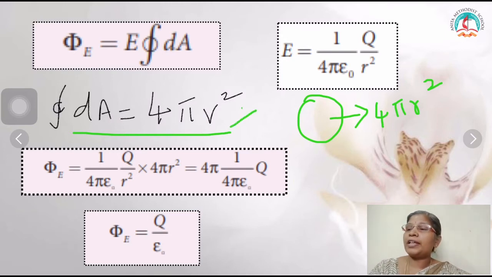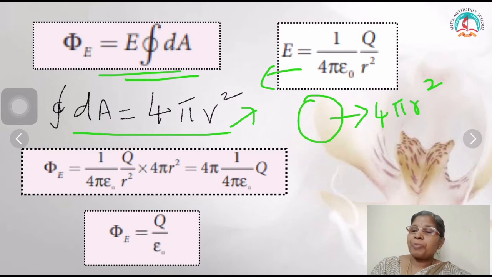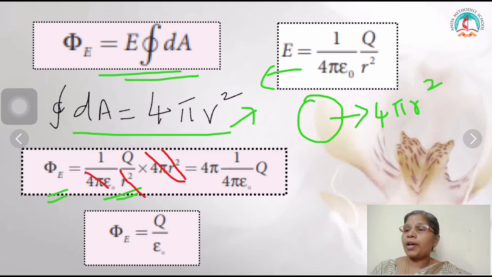Substitute both the dA value and the E value into the equation. So what will I get? Phi E equals 1 by 4 pi epsilon 0 times Q by R square, multiplied by 4 pi R square. The R square in the denominator and numerator cancel, and 4 pi and 4 pi cancel. What remains is only phi E equal to Q divided by epsilon 0. So this is Gauss law.